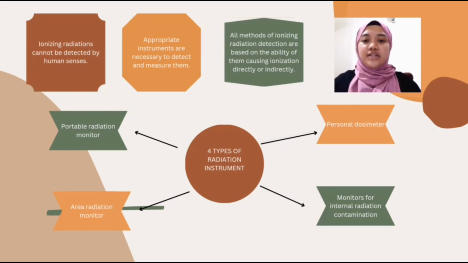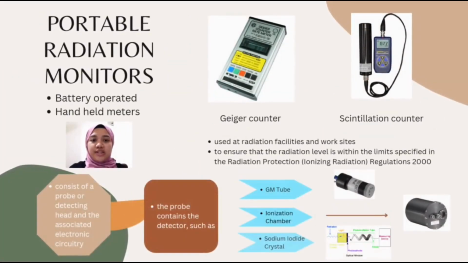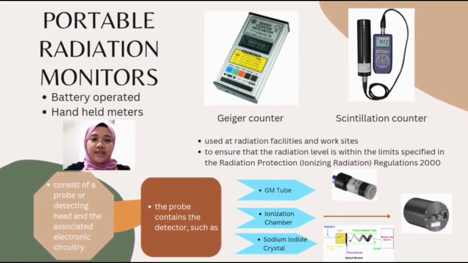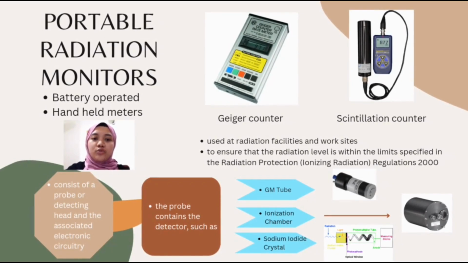There are four types of radiation instruments. First, we have portable radiation monitors, area radiation monitors, personal dosimeters, and monitors for internal radiation contamination. Portable radiation monitors are battery-operated handheld meters used at radiation facilities and work sites to ensure that the radiation level is within the limits specified in the Radiation Protection Ionizing Radiation Regulations 2000. Some of the examples are the Geiger counter and scintillation counter.